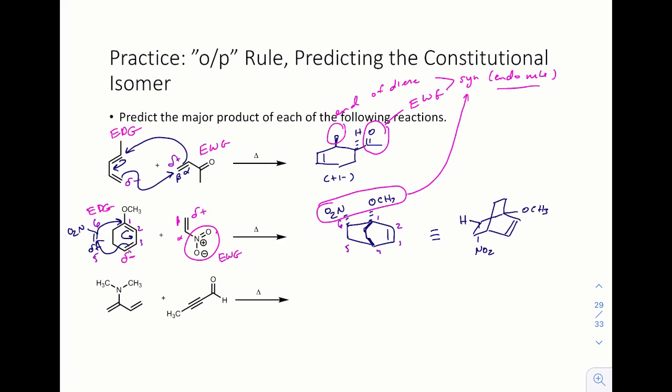And I lined up partial negative with partial positive. So you can see ortho. So this ortho-para rule does really help us predict the product.